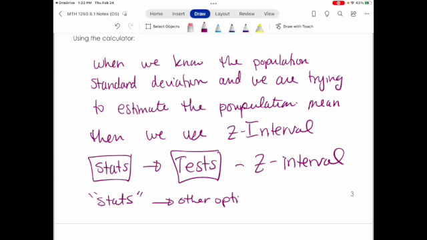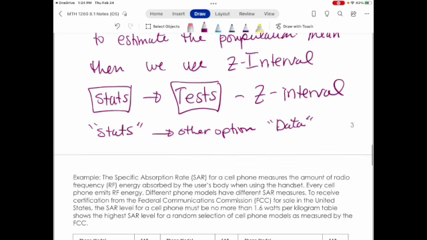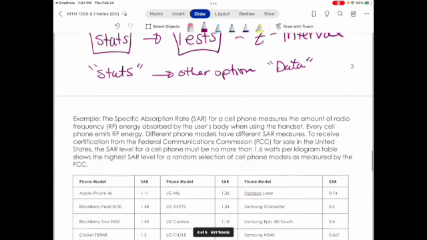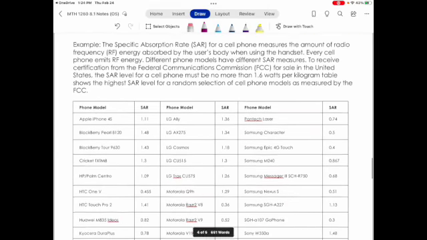Now, the other option, if you have the data and you have to figure out the stats yourself, then you choose the data option and it will figure it out for you without you having to do that in a whole other step. So let's walk through an example of that.